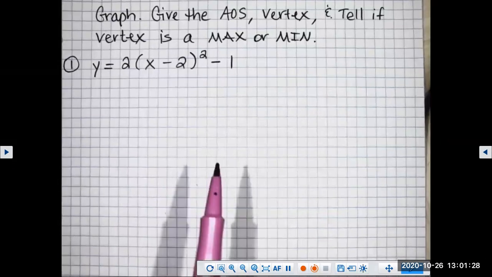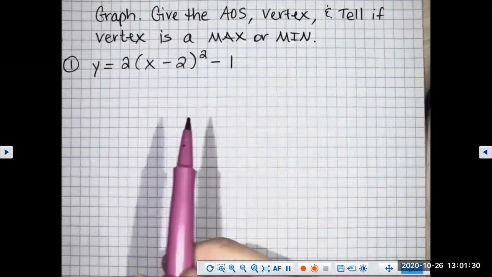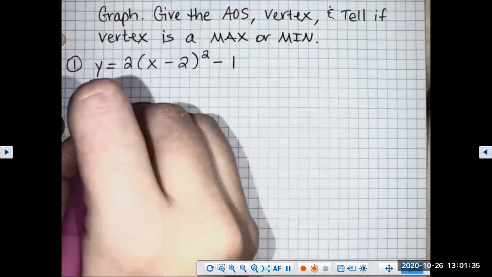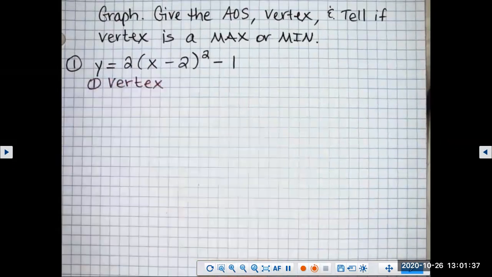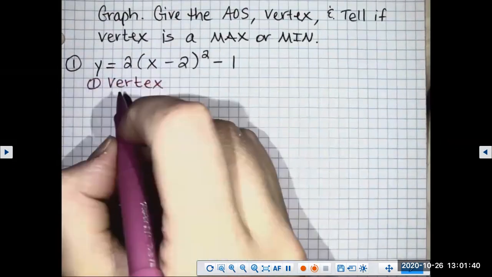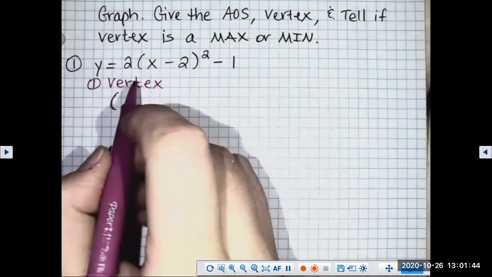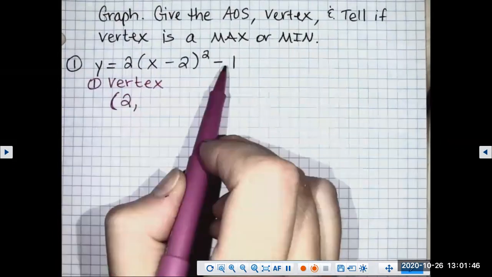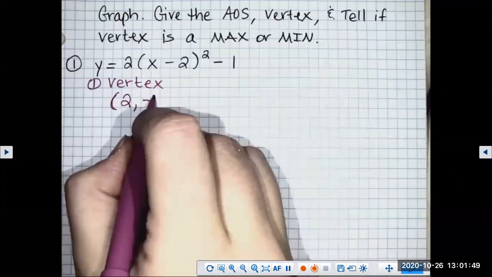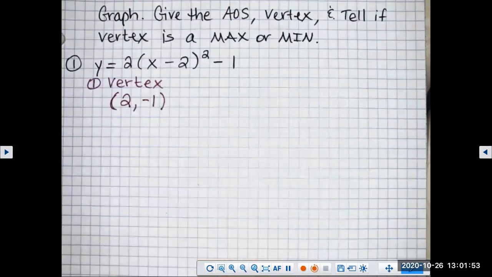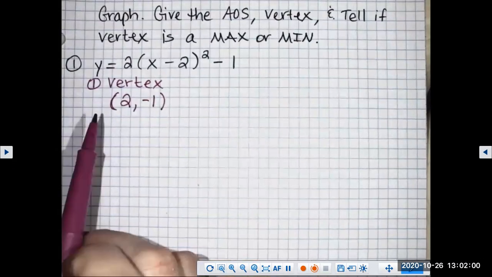So the first thing that you need to do is get your vertex point. What is your vertex? And remember, you do the opposite of the number with x. So this is going to be positive 2, and I keep k the same. What if you didn't see a number added or subtracted at the end? What would k be? 0. Good. So look out for that, because that'll throw people off sometimes. All right, vertex is 2, negative 1.